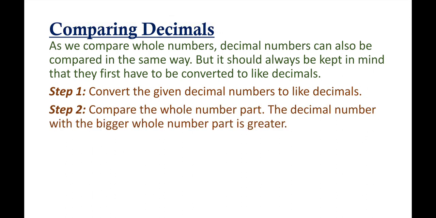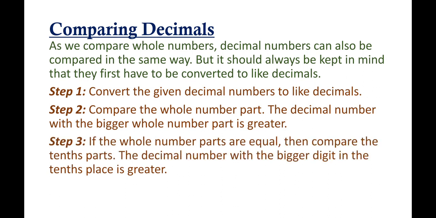Second step, compare the whole part. First we have to compare the whole part. Whole part means the part which is to the left of the decimal point. The decimal number with the bigger whole part is greater. Next step is, if the whole part is equal, then we have to compare the 10th part, or the digit present in the 10th place. The decimal number having the bigger digit in the 10th place is greater.